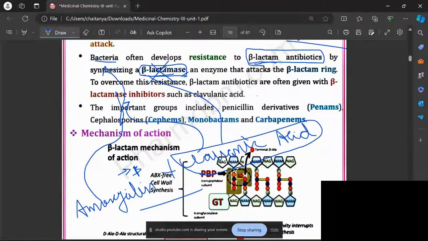So the bacteria gives the resistance, that is beta lactamase. Now we are giving a drug, clavulanic acid, which is going to block this beta lactamase. When there is no beta lactamase, obviously amoxicillin will not get destroyed. Not only amoxicillin, we have other beta lactam antibiotics like penicillins, cephalosporins, etc. So this is the way.